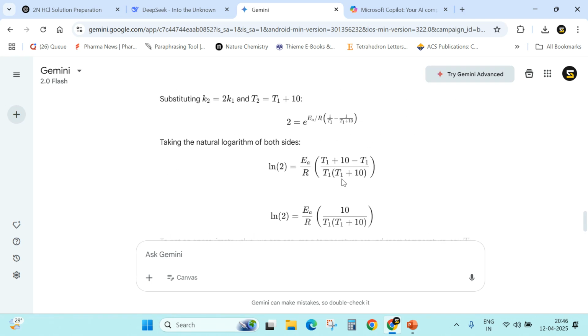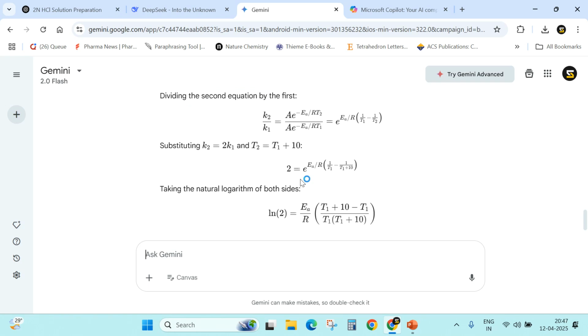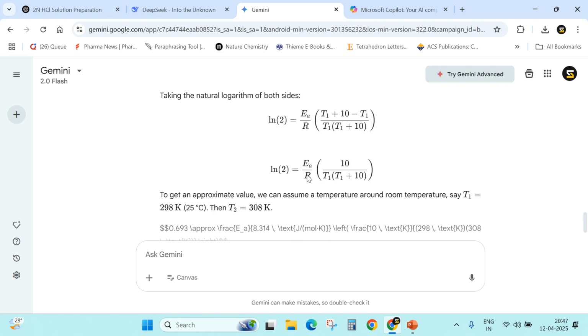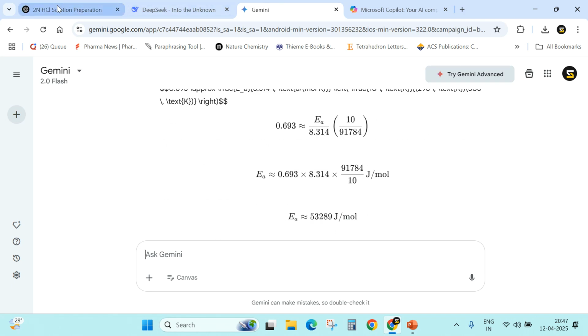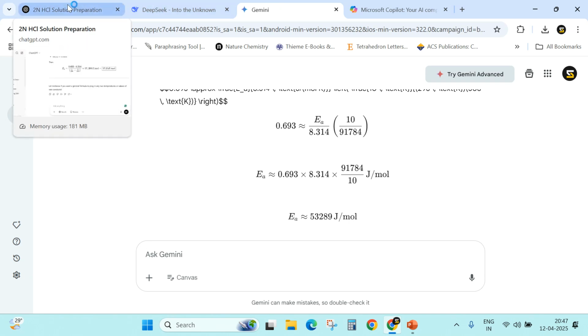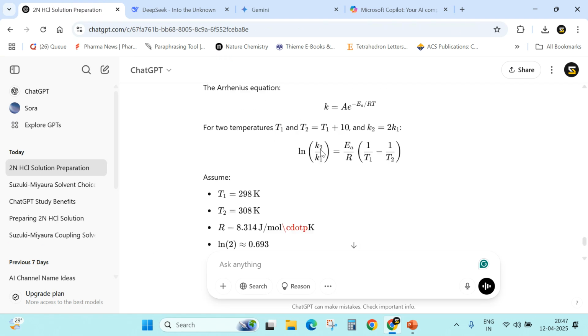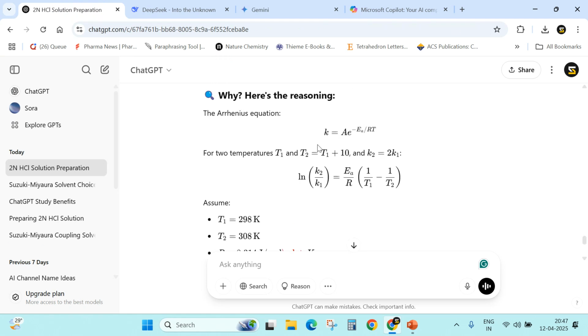The Gemini result is also the same, but here they modified the Arrhenius equation using T1, T2 values. So I prefer to use Gemini instead of DeepSeek and the OpenAI platform to study this problem. So the selection of the AI platform completely depends on your problem. I suggest using all four platforms and taking your required information from any of them.